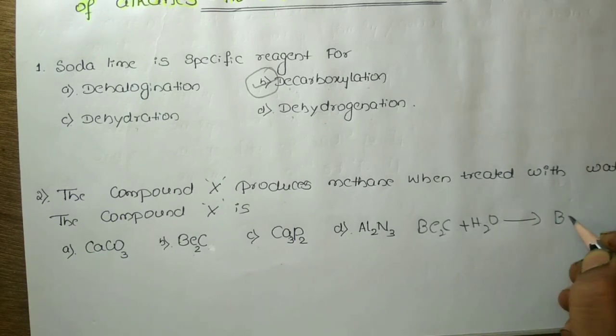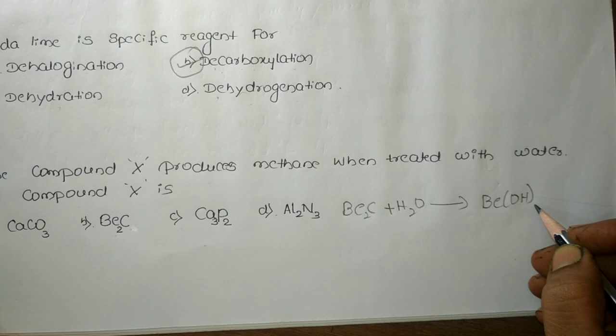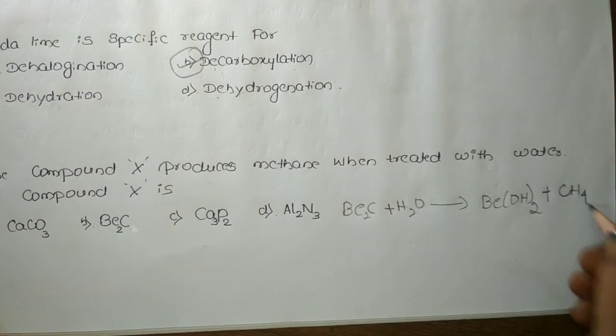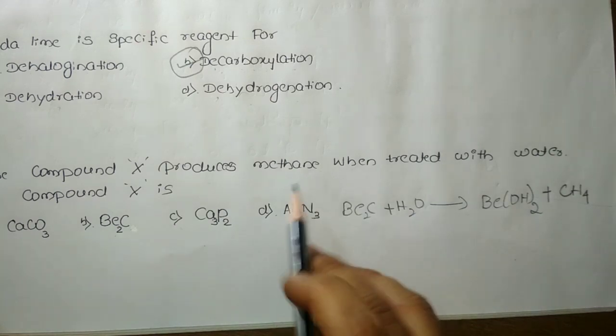Beryllium hydroxide will be formed with the formation of methane. This is not mentioned in the mind map, because it's a method to prepare only methane.